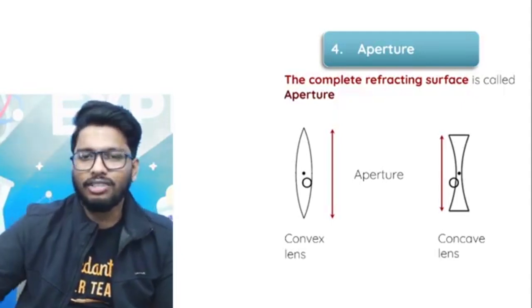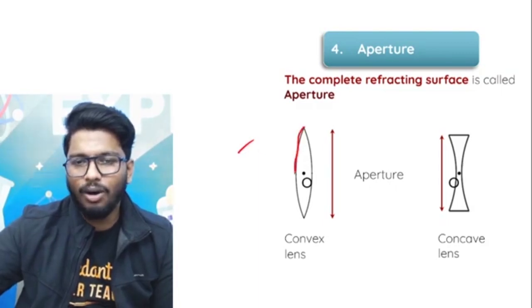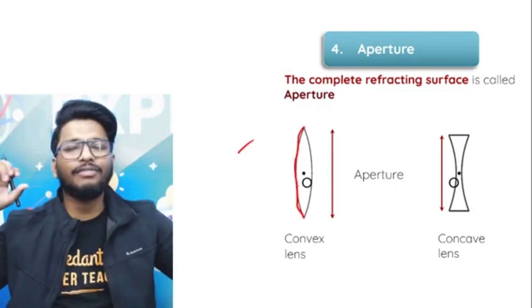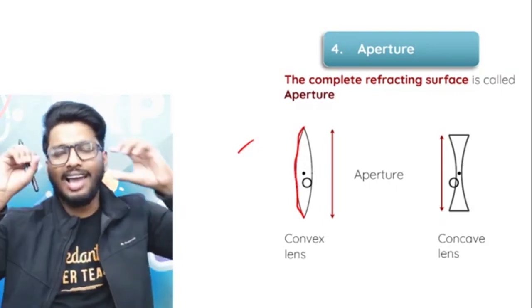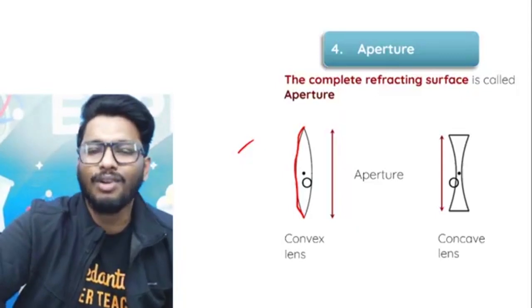For example, if the object is somewhere on this side, then this whole surface is your aperture of the lens. The complete refracting surface where light can fall and get refracted is your aperture, for both concave as well as convex lenses.